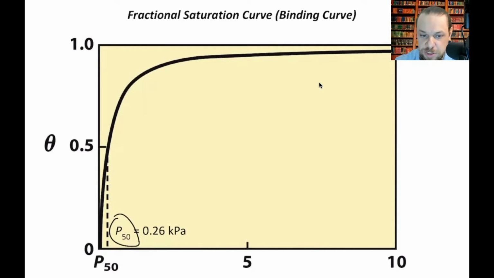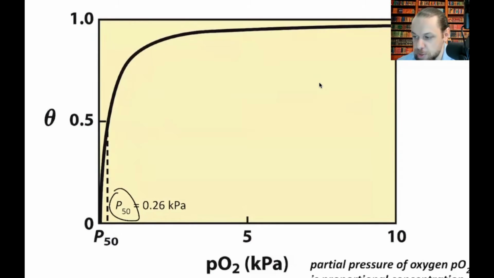And at P50, it's 0.26 kPa, essentially the pressure point, right? And this means it holds to the oxygen much, much stronger. So it doesn't want to float. So that's what you want to remember.